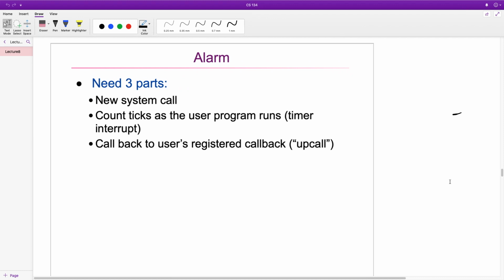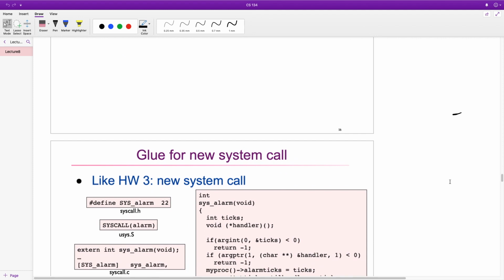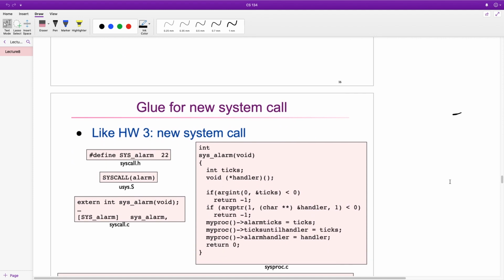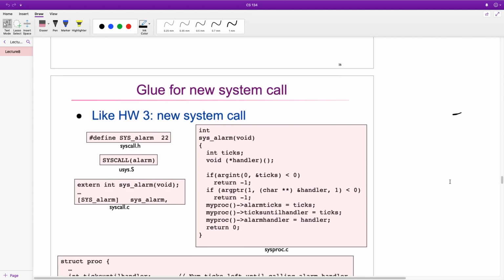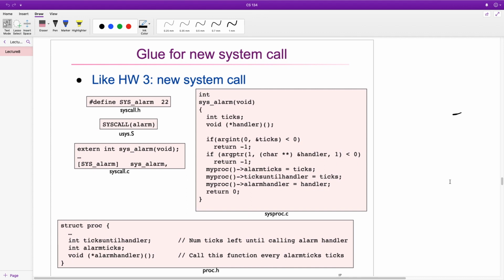So what do you need? You need a system call. You need to count the ticks, which means you need a timer interrupt. And you need to call back. A new system call? You guys have done system calls already, no big deal. Counting the ticks? Not so bad, I don't think. Actually, let's look at the system call first. We do need to read the ticks. And let's go ahead and sanity check it, making sure it's not less than 0.